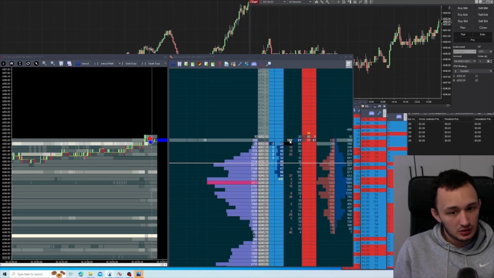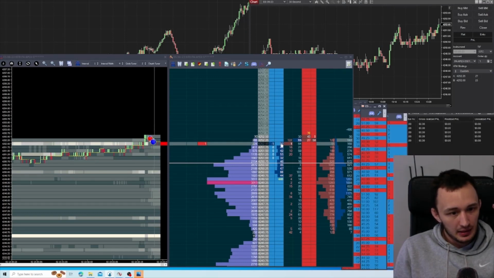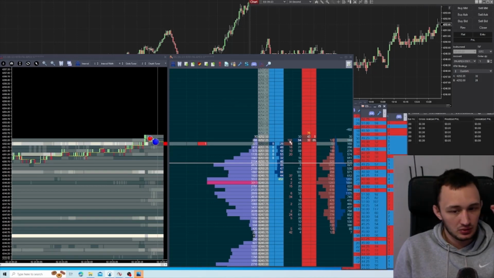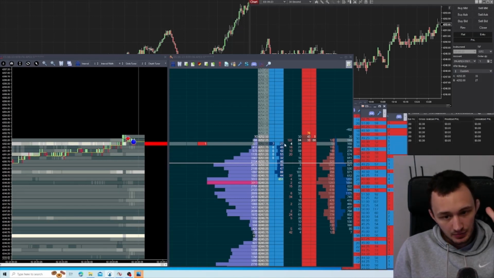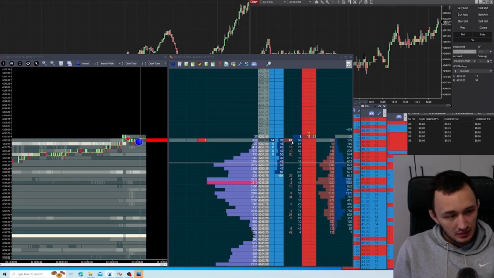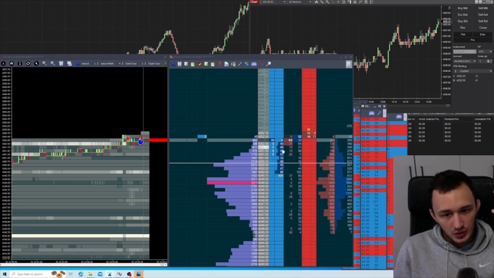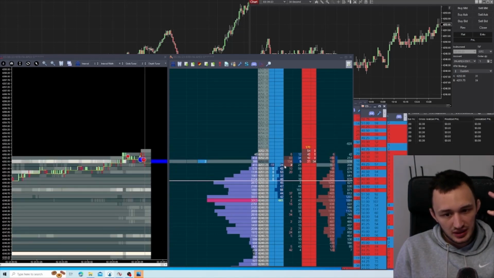But those 222 lots just got taken by the bid. So someone refilled and took all those 122 lots. So this does look like a breakout to me. Obviously, I'm not trading this time of day because the market just doesn't move the way I like it to. But if this were the RTH session, this looks like it wants to break.